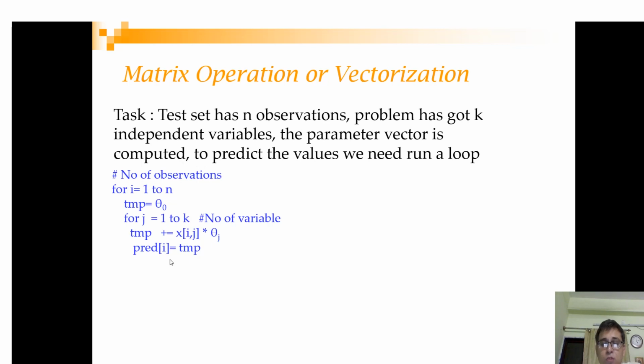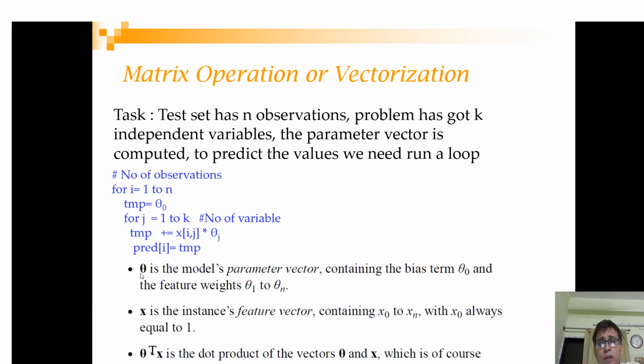Now please note that this theta can be considered as a vector, where the bias term is theta 0 and feature weights are theta 1 to theta n. Every observation can also be taken as a feature vector x0 to xn, where x0 is always equal to 1. Why is x0 equal to 1? Because it corresponds to the bias term. There is no feature as such, we are just adding a dummy feature with value 1 for all the observations, and this is a vector.